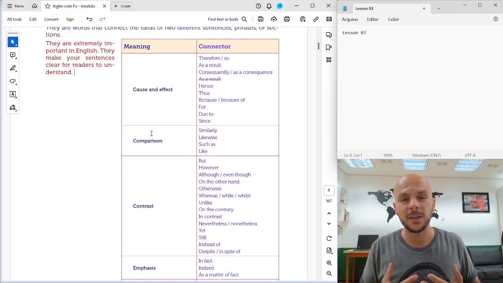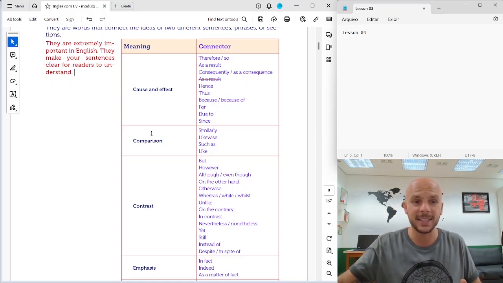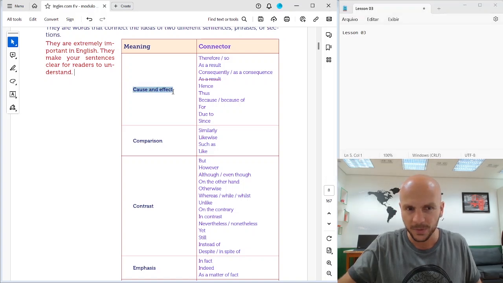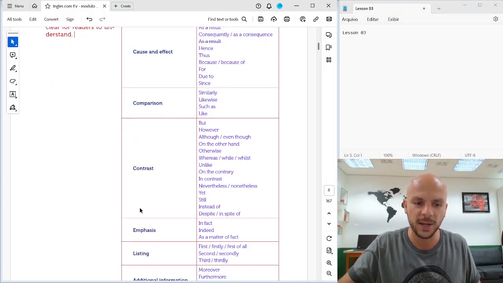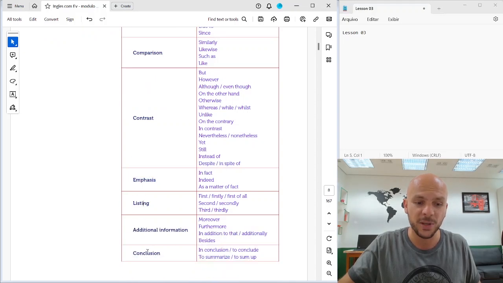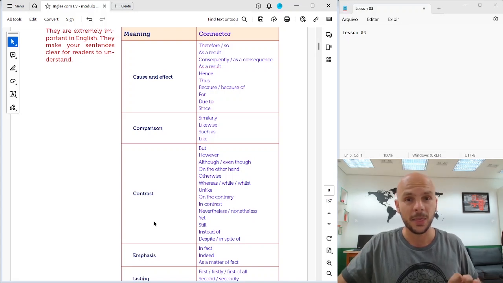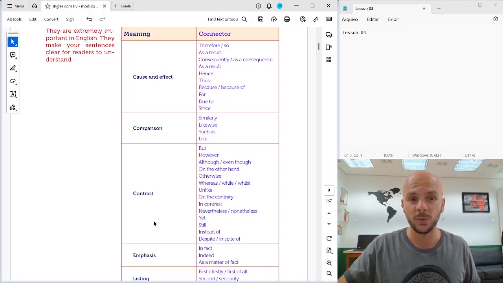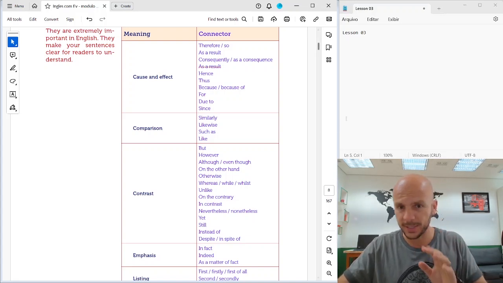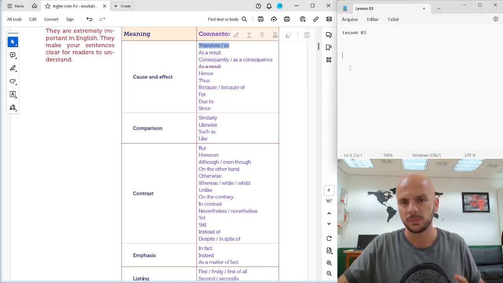In my opinion, the best way to memorize the connectors is organizing them according to the meaning: cause and effect, comparison, contrast, emphasis, listing, additional information, and conclusion. And translating them. Translating the words. For example, therefore or so.